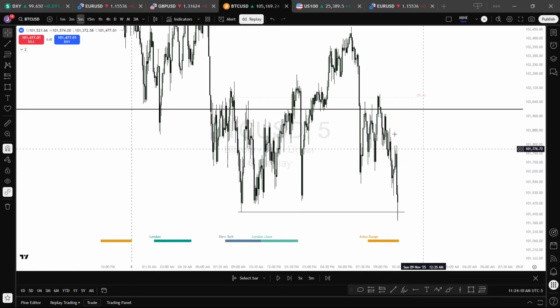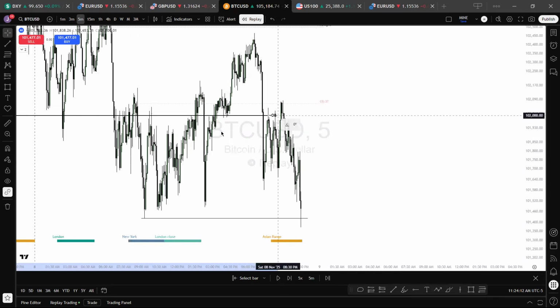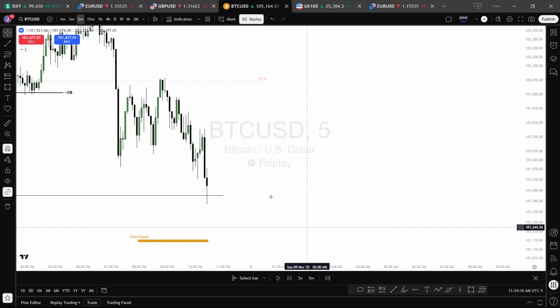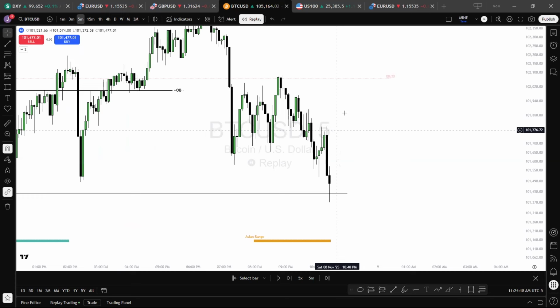So let's not forget, here's our bullish order block. So I'll just pull it to this level. And then let's play price. All we're waiting for is a break of structure, which indicates a market shift.